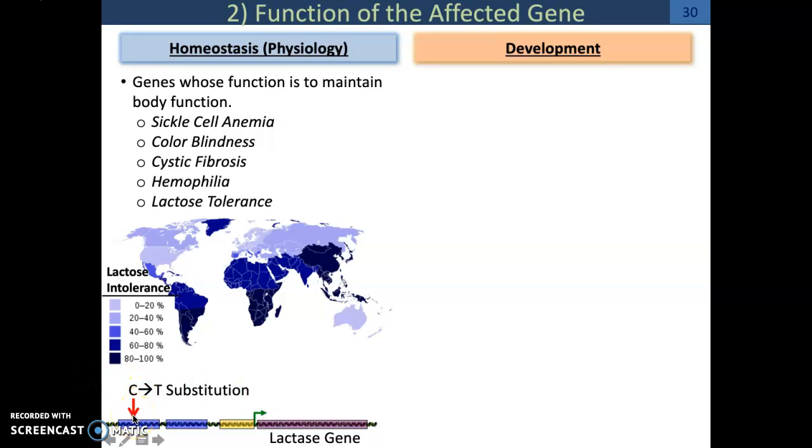So what we're going to do is run a PCR on this region to see whether you have a C or a T in this spot, or if we have any other mutations in that spot that could actually cause the lactase gene to turn off over time, right?